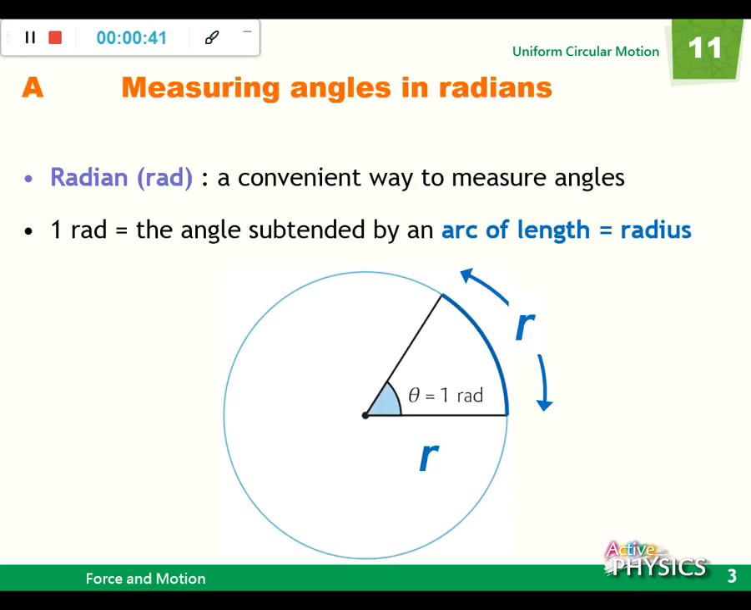Look at this. Here we have certain mathematics: measuring angles in radian. In this case, what will happen? We will define a new quantity. This one we call radian. But why? Because we will not use degree at all in this case.